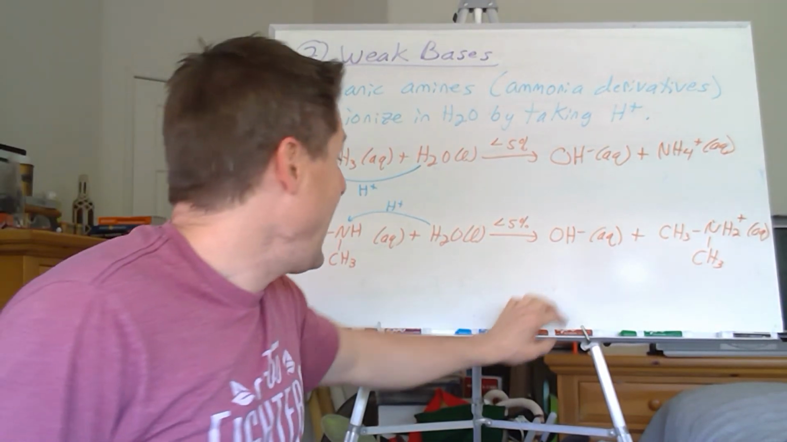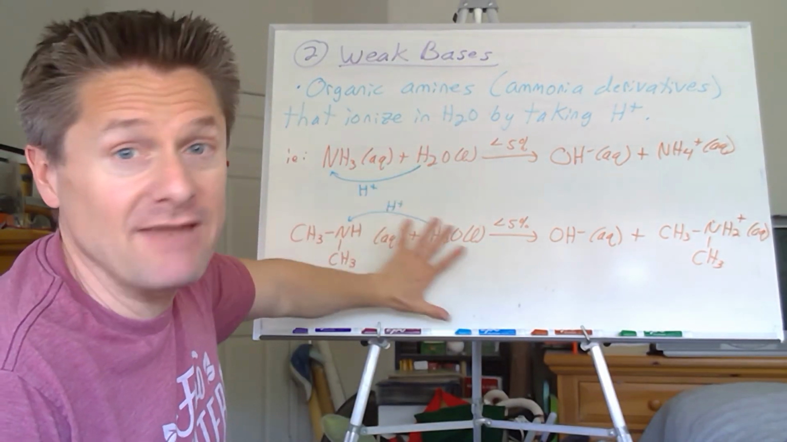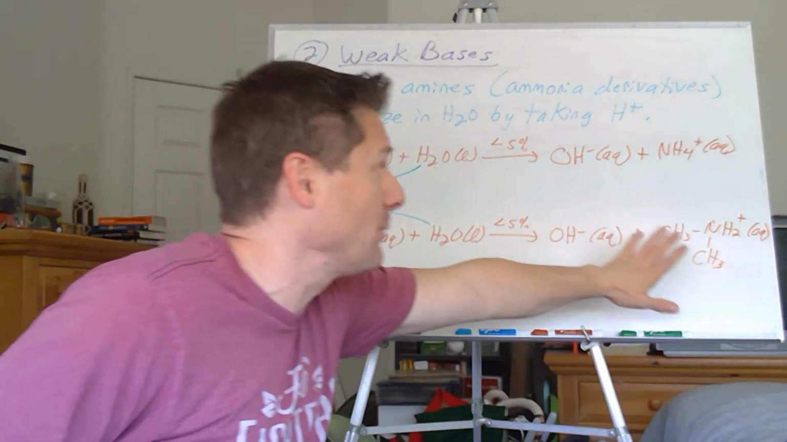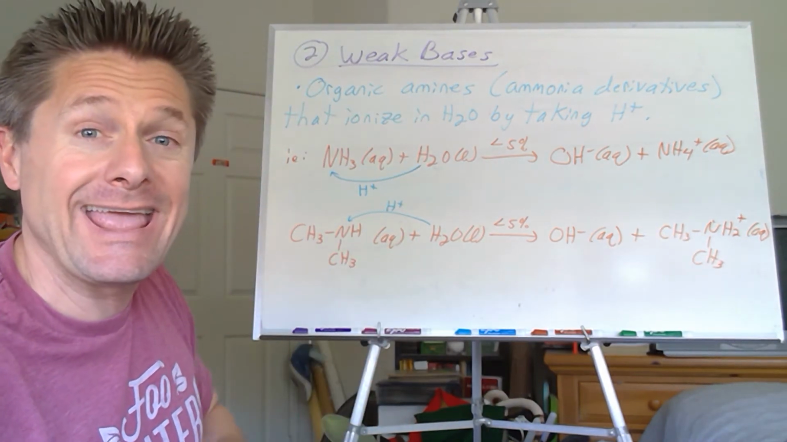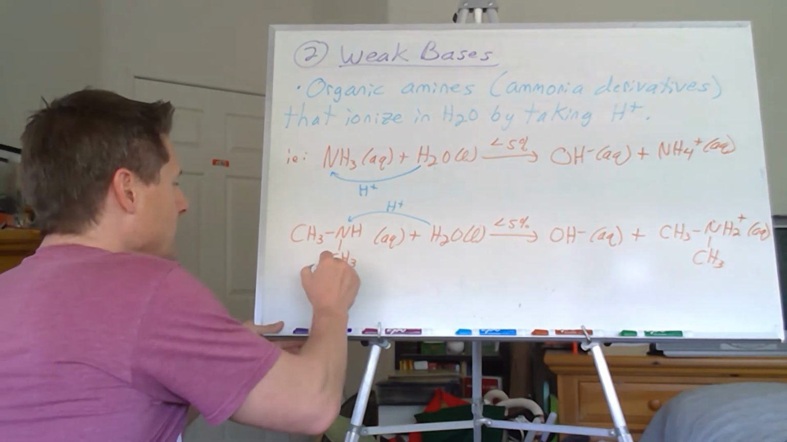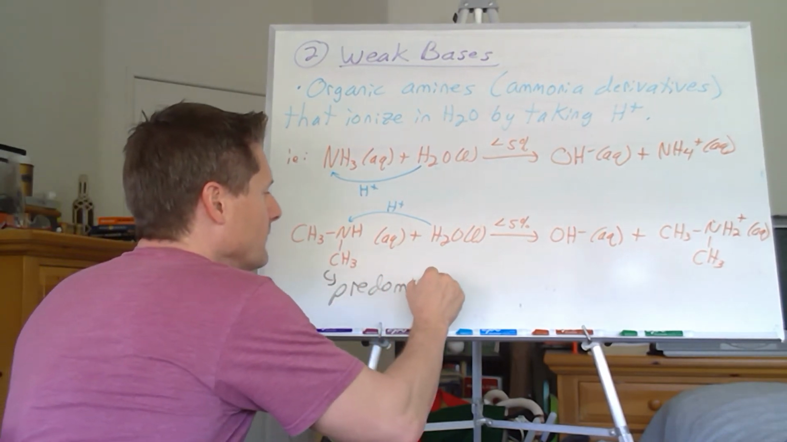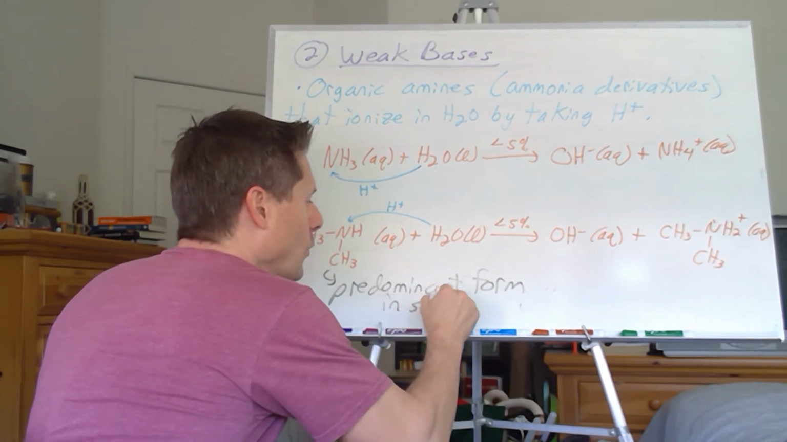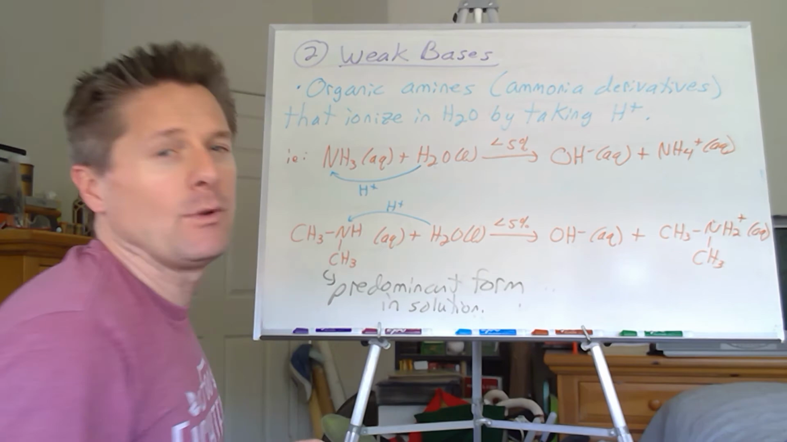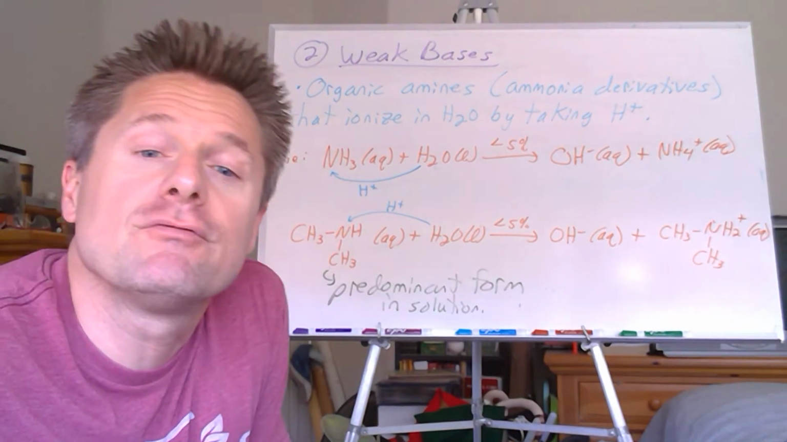And there you go. And since these are weak, 90+% of it will exist as the molecule. 10% or less typically will exist as the ion. So if we're writing this as it truly exists, these are the predominant species in solution. So weak bases and weak acids we will write as molecules in solution as their true form.